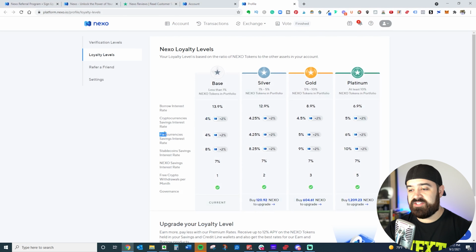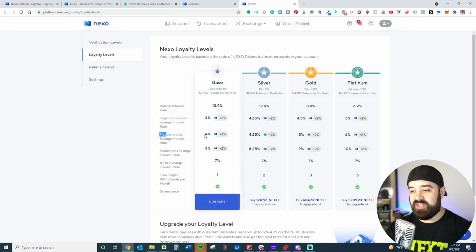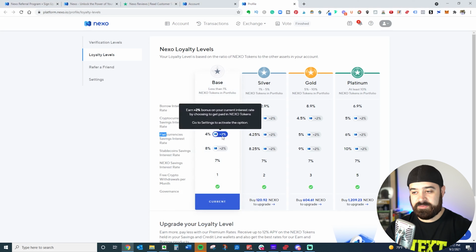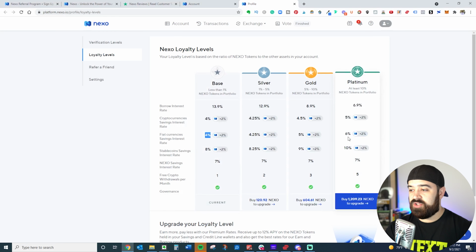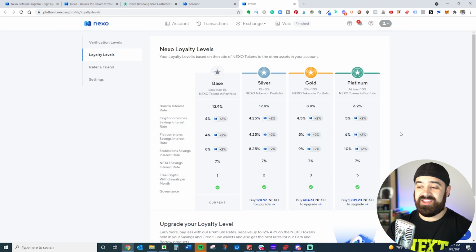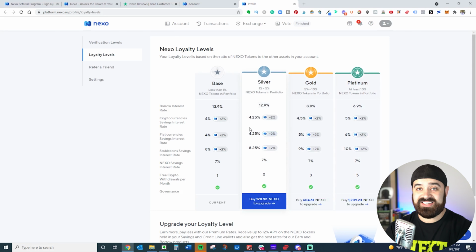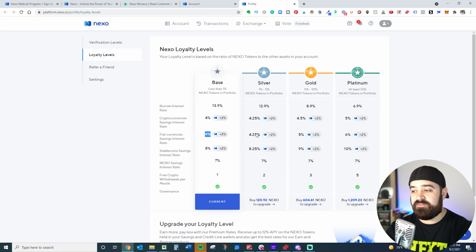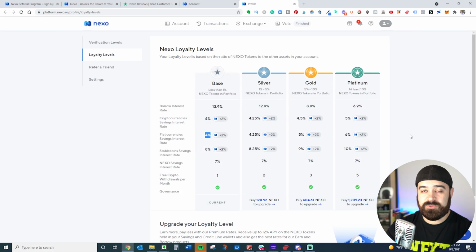With fiat currencies, being your USD, your euro, or whatever your fiat currency is, you'll see anywhere from 4%. Again, you have the option of Nexo tokens, but 4% to 6%. So you could take the money in your bank and stick it straight into here. And instead of earning that less than 1% a year on your money, start earning anywhere from 4 to 8% on your money just by transferring it over here to Nexo. And you see that interest coming in every single day.